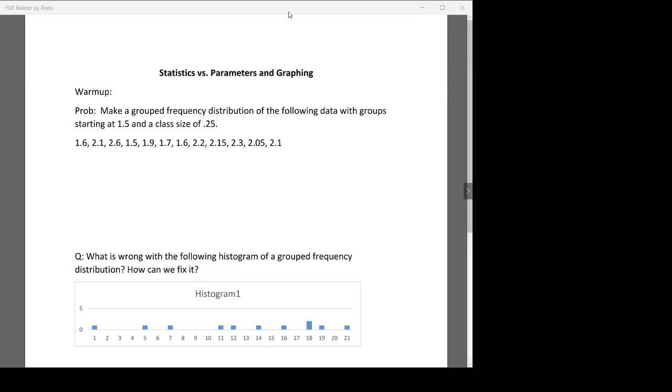In this lesson, we'll look at statistics versus parameters, what's the difference, and also some graphing methods. Let's start with a quick warm-up or review of what we've already been doing. And let's think about that grouped frequency distribution here.